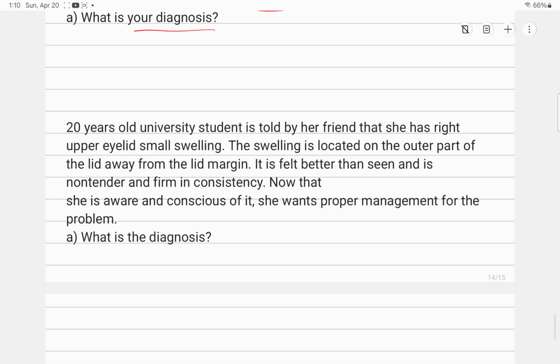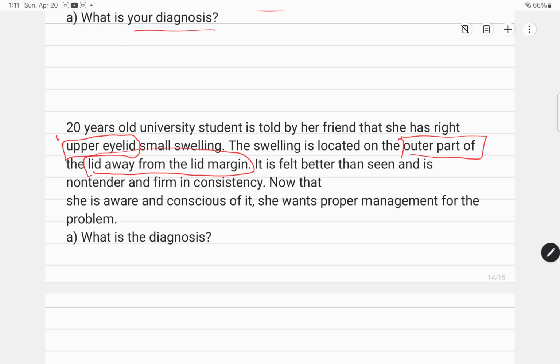Now the next question. A 20-year-old university student is told by her friend that she has right upper eyelid swelling. So the upper eyelid has a small swelling. The swelling is located in the outer part of the lid. The main thing is it is present away from the lid margin. In case of meibomian gland inflammation, the inflammation is a little bit away from the lid margin. But in case of a stye, because the glands of Zeis are present near the lid margin, the inflammation occurs near the lid margin, not away. But in case of the meibomian gland, it is away.